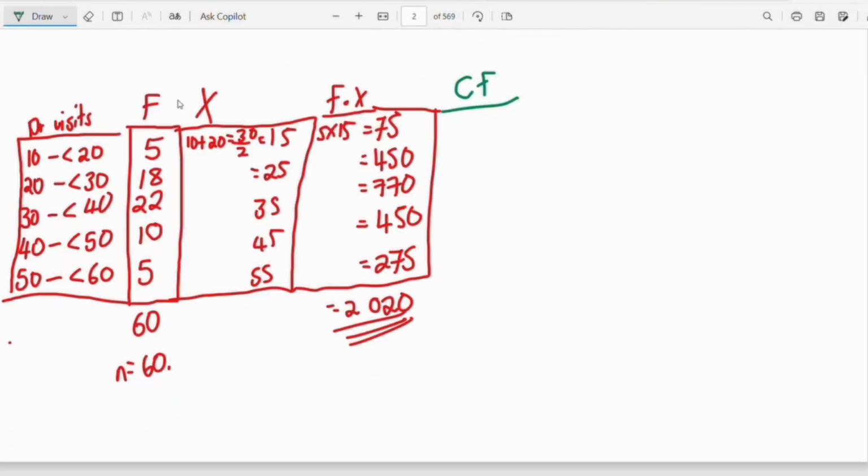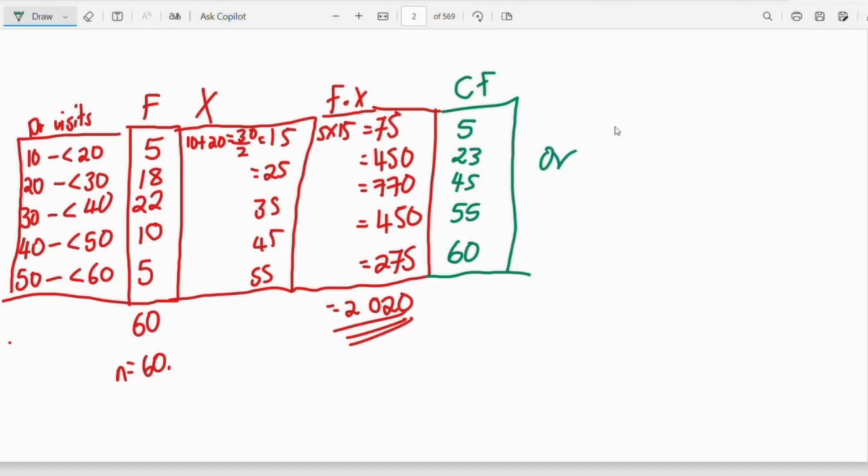Cumulative frequency values. To get your cumulative frequency values, I'll show you just two ways on how to do it. You can take this 60, you say 60 minus 5, 55, minus 10, 45, minus 22, 23, minus 18 is 5.